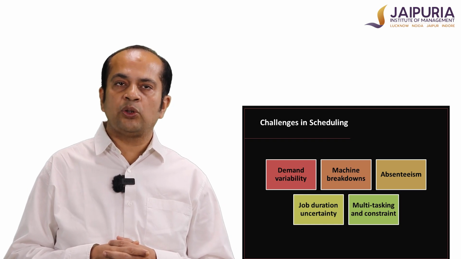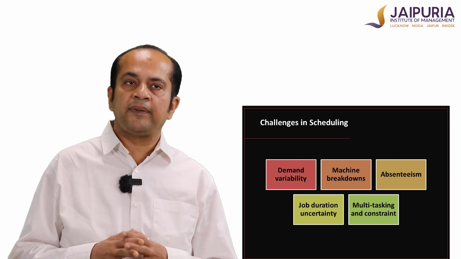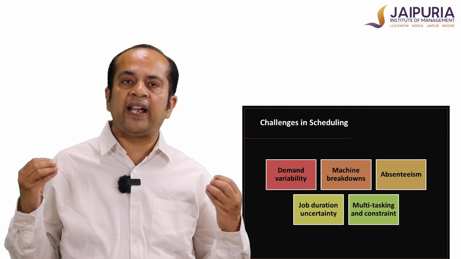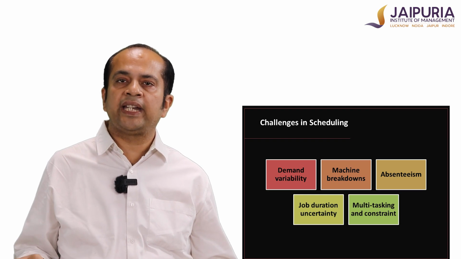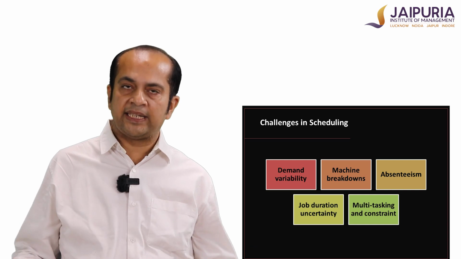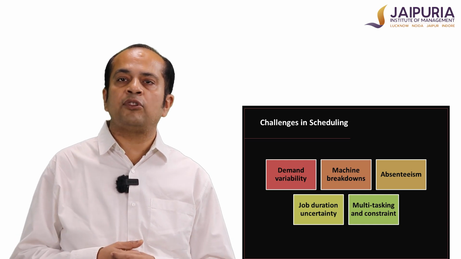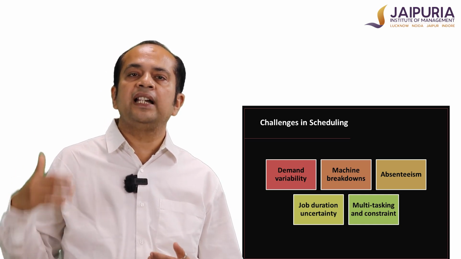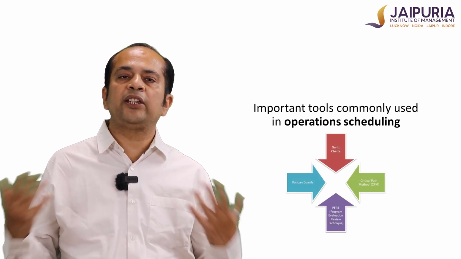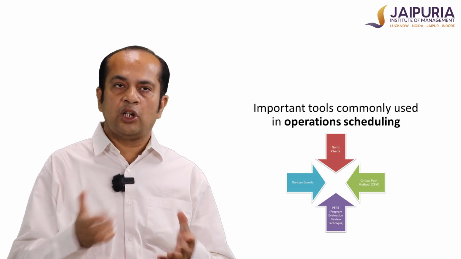Multitasking and resource constraints arise due to limited resources that are often shared between tasks, leading to bottlenecks. Effective scheduling involves identifying critical resources and ensuring that they are not overbooked. Techniques like bottleneck analysis, prioritization rules like SPT or EDD, and capacity optimization can help to maintain flow even when resources are tight. Now I'm going to discuss some of the important tools commonly used for scheduling. They may range from manual techniques to digital solutions.